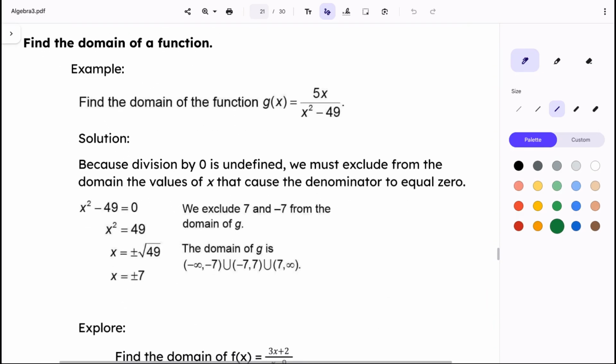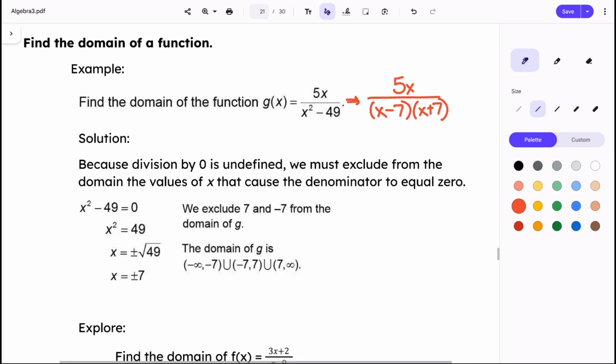So if we take a look at this first one, I'm just going to go through first how you would talk about domain. So my function here says g of x equals 5x over x squared minus 49. The first thing I would do is think about, can you factor the bottom? This is one of those special cases. This is a difference of two squares. So do you guys remember how this would factor on the bottom? x minus 7 and x plus 7.